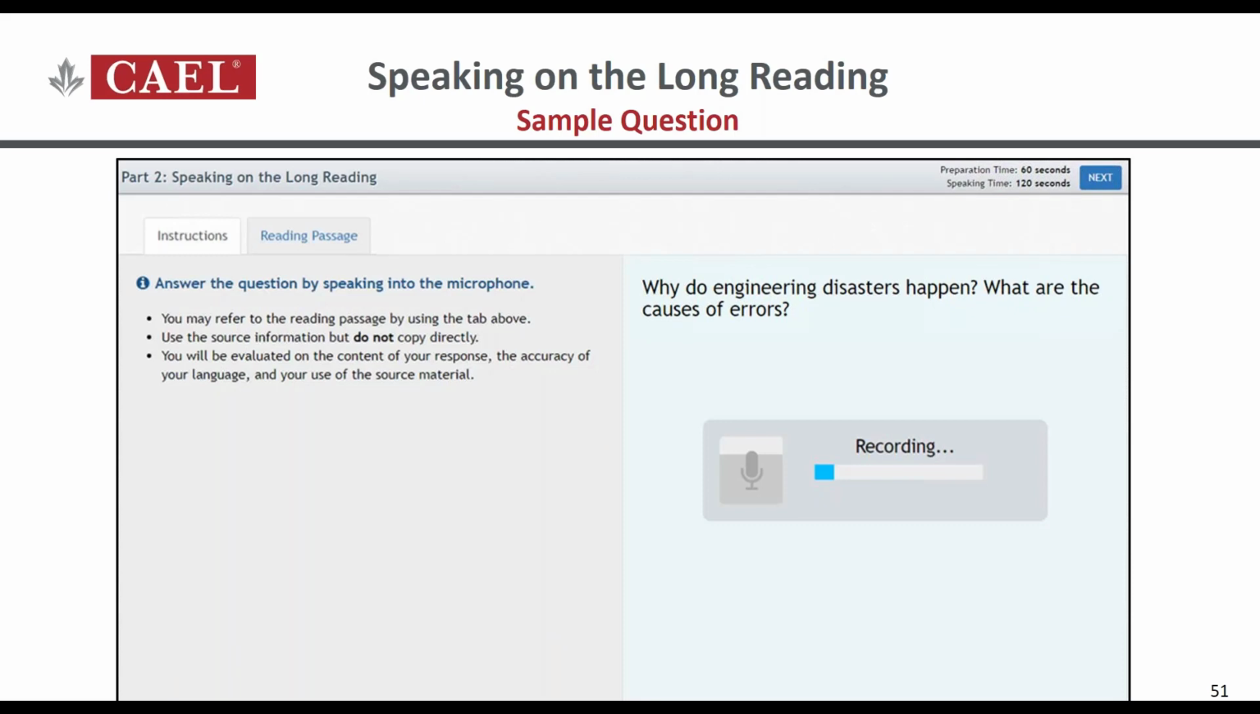Another thing is, if we return to the instructions page and look at the instructions tab again, we can consider that we have 60 seconds to get ready. And we know that the response is going to be scored on the content, accuracy of language, and also how people use the source material. So what could you do with your preparation time to help you get a good score?